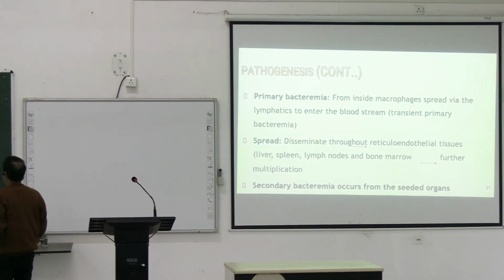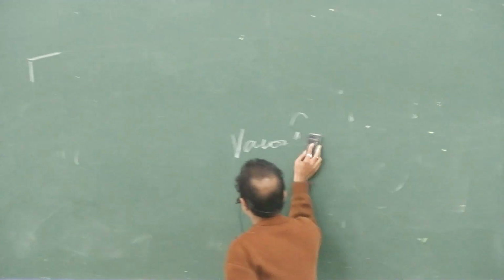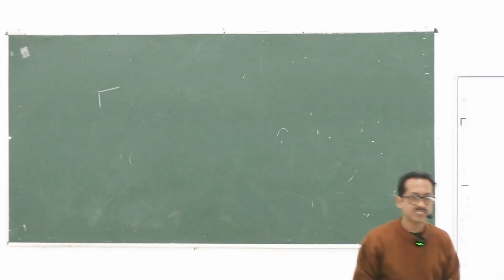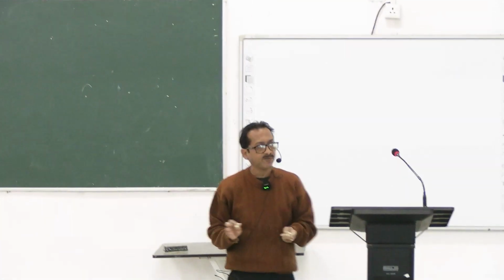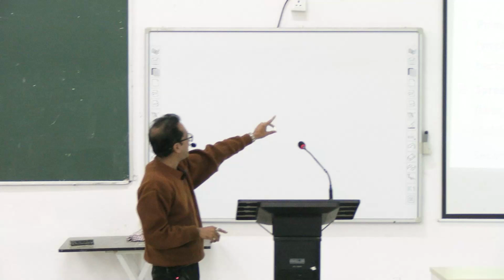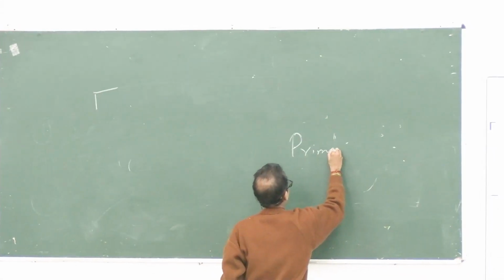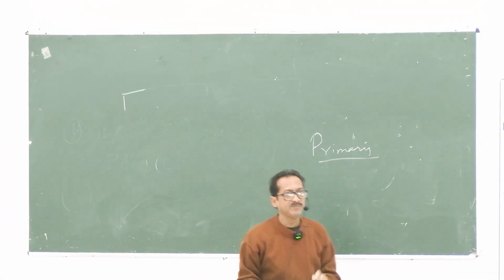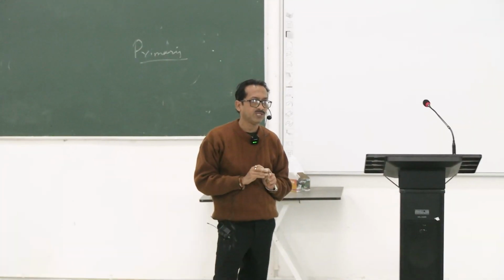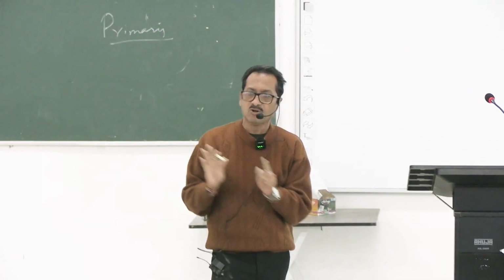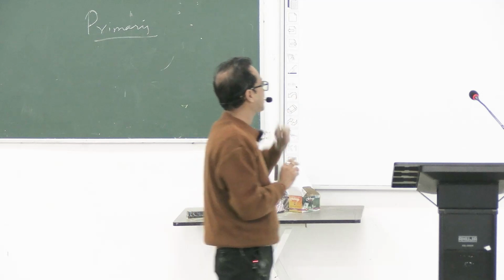Remember this term, primary bacteremia. There are two types of bacteremia. One is after survival and multiplication in the macrophage, they spread via lymphatics to the bloodstream. This is primary bacteremia. What will be the features? With primary bacteremia, the features will be only bacteremic features like fever. So initially, in primary bacteremia, other organs or the intestine are not involved.